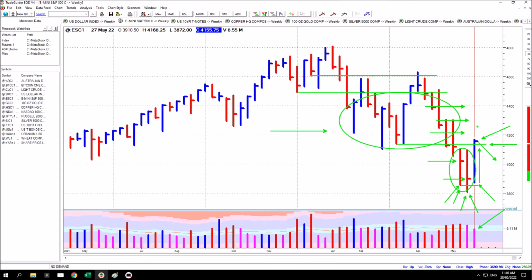There might be an attempt here to move higher that fails, and then price moves down in response, because this is going to be tough going. I don't see there being a huge amount of strength in this market, but there might be an attempt to move higher, and we'll see how it goes.